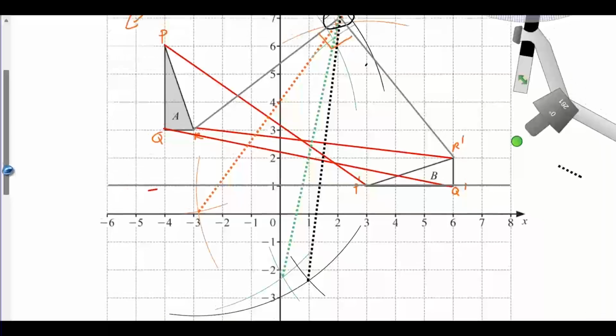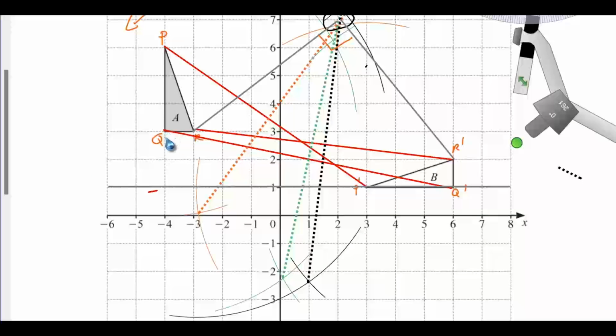So let's take another point for point Q. We have 1, 2. So let's count 1, 2. So we're going to have this. So this will be Q prime prime. For R, it will be on the same level here. So this will be R prime prime.